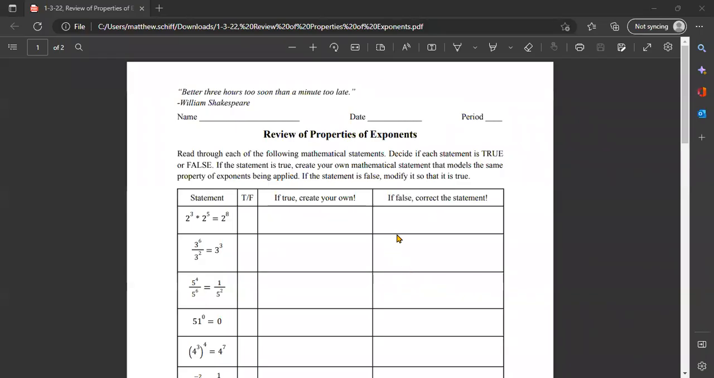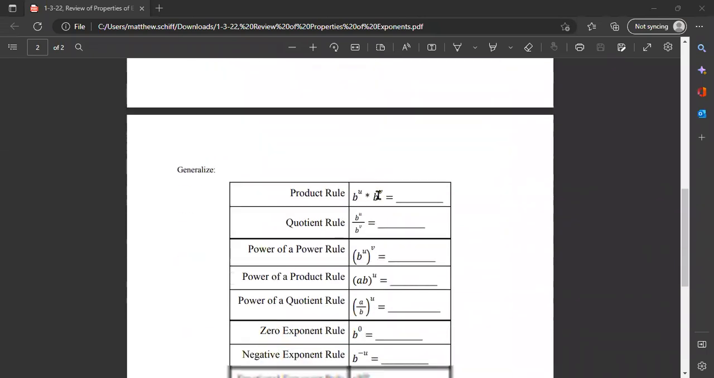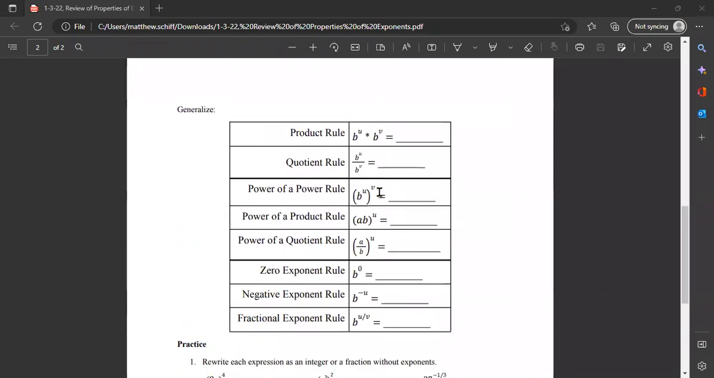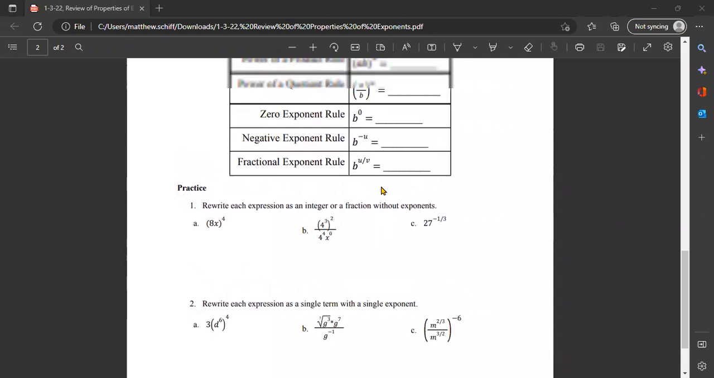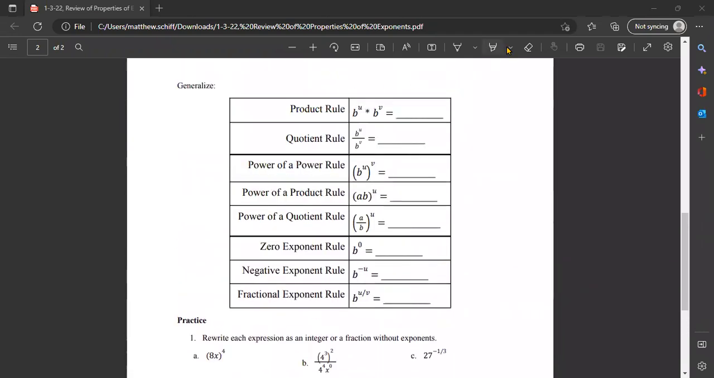So in this video, I will review the properties of exponents with you. I'm actually going to skip to the second half of the worksheet since that starts with the rules, and I'm going to go through some examples applying those rules. So the first rule of exponents is the product rule.